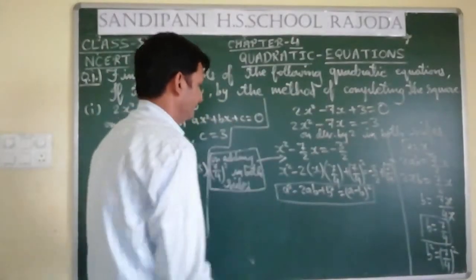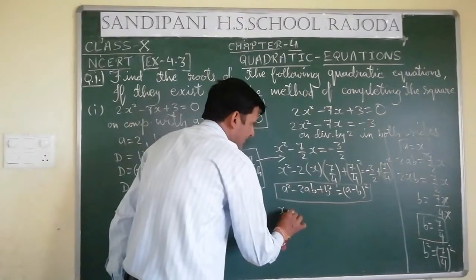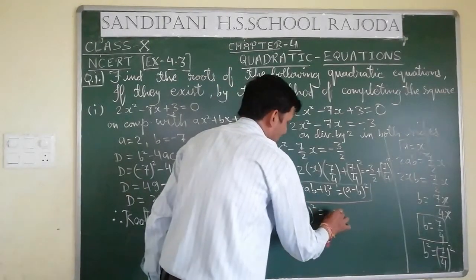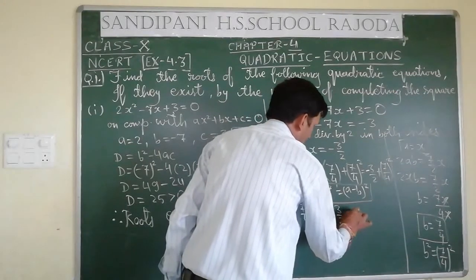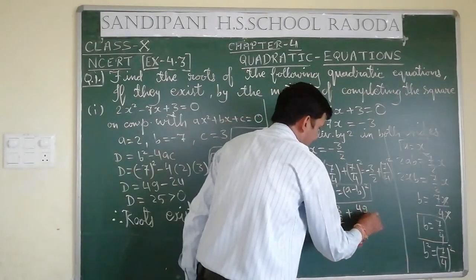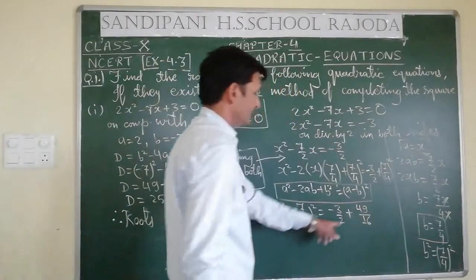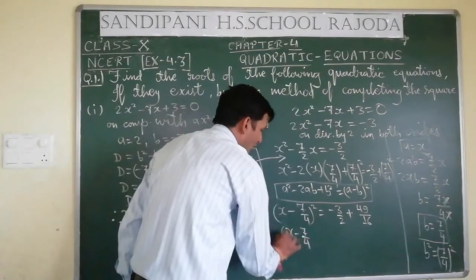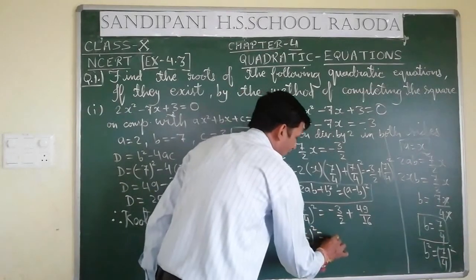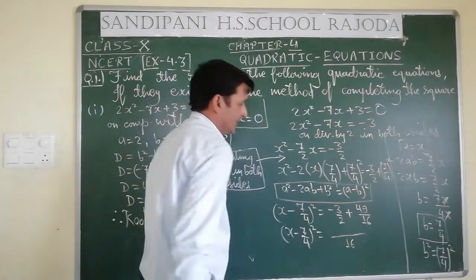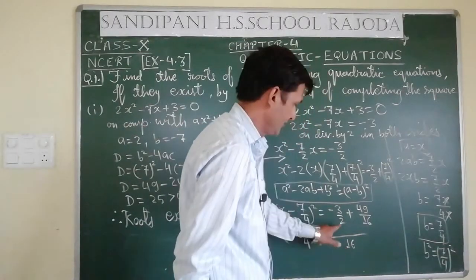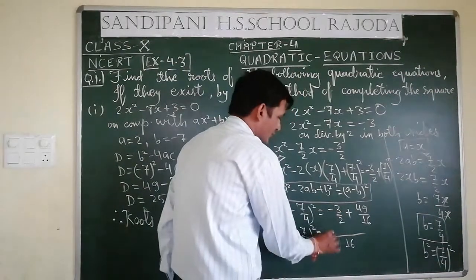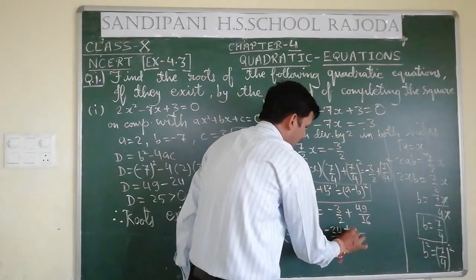So we may write now (x minus 7/4) whole square is equal to minus 3/2 plus 49/16. Now we have to take the LCM there. So (x minus 7/4) whole square is equal to, on taking 16 as LCM, 2 eights are 16. In the table of 2, 8 times 2 is 16. So 8 into 3 is 24. So minus 24 plus 49.